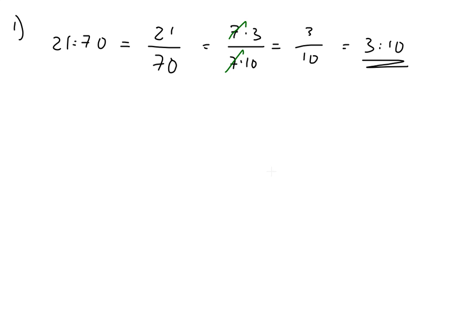It's quite easy. You have the equal sign, and so it's the same. So if you divide 21 by 70, it's the same result as if you divide 3 by 10. So that's the result.